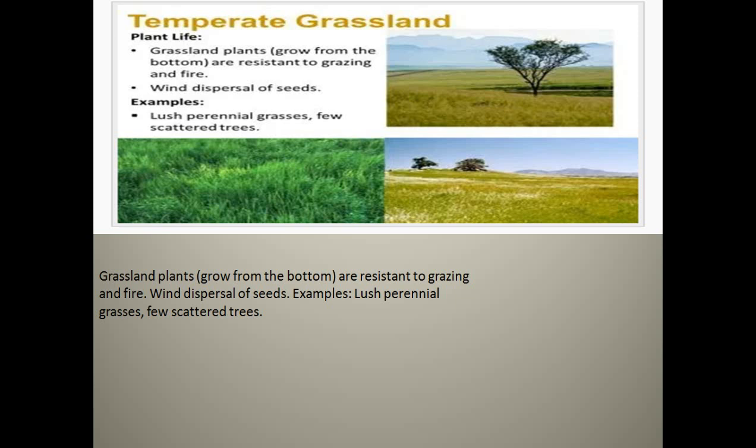Grassland plants grow from the bottom and are resistant to grazing and fire. What this is trying to say, I am talking about the small grasses. When the animals graze in the field, the tall grasses are eaten, but the small grasses remain on the land. Dispersal cannot be easily done by these short grasses, because air always flows.